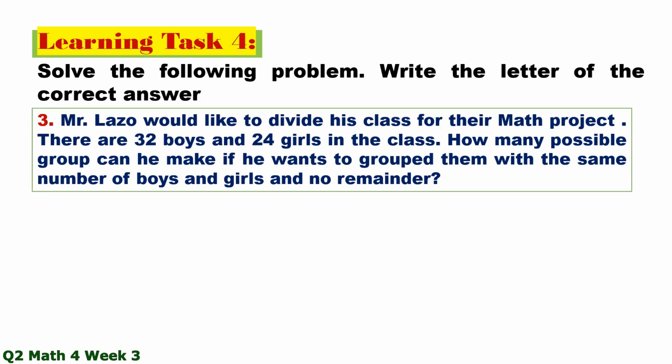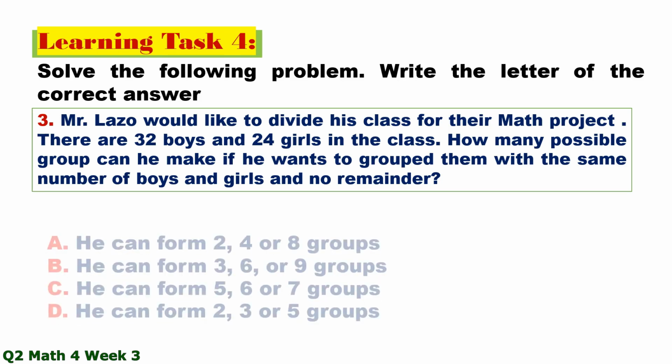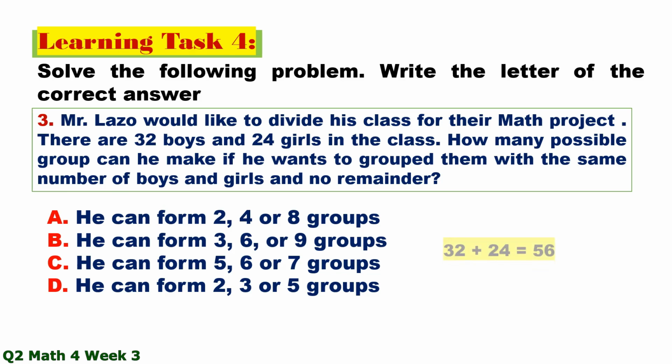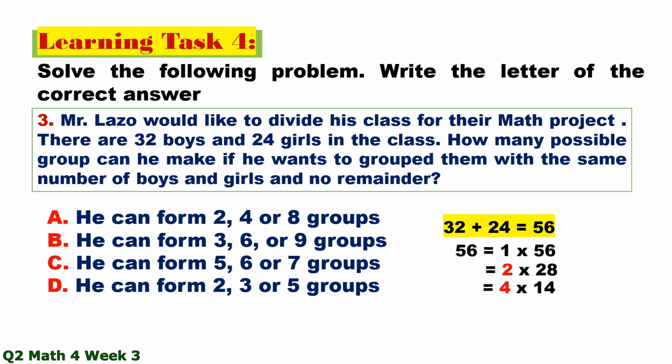Number 3. Mr. Lasso would like to divide his class for their math project. There are 32 boys and 24 girls in the class. How many possible groups can he make if he wants to group them with the same number of boys and girls and no remainder? 32 plus 24 equals 56. Factors of 56: 1 times 56, 2 times 28, 4 times 14, 7 times 8.